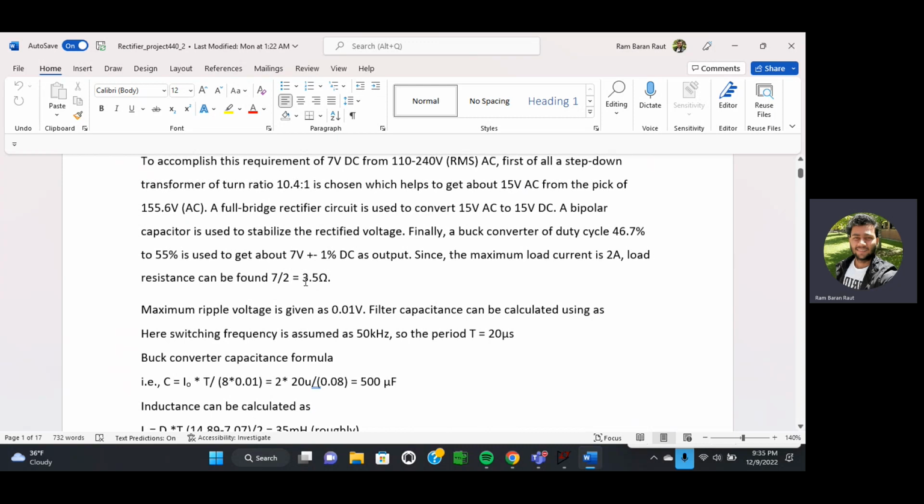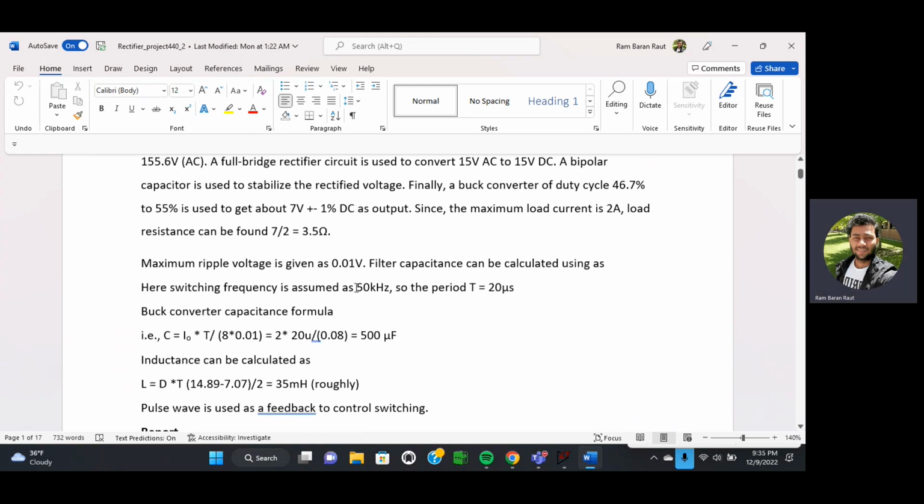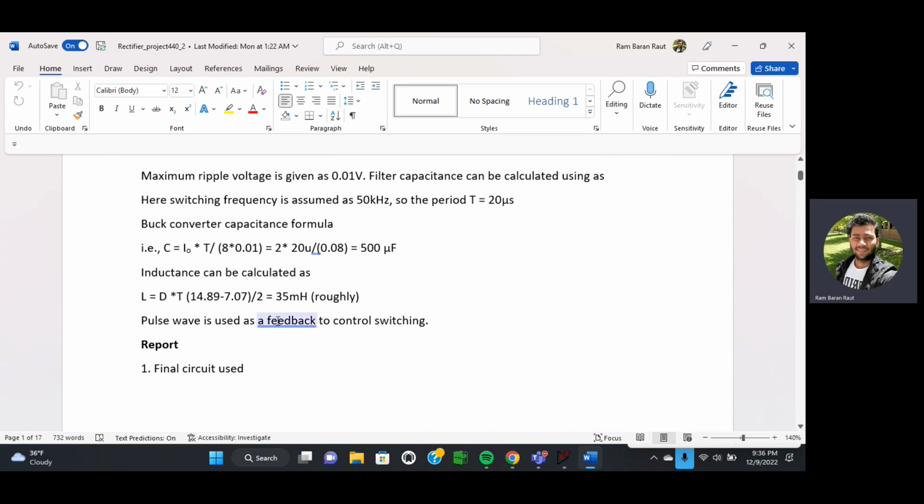Since the load current is 2 ampere and the output voltage is 7, we can calculate the load resistance, which is 3.5 ohms. The design requirement is maximum ripple voltage 0.01 volt, and the filter capacitance can be calculated using this formula, which gives 500 microfarad. Inductance can be calculated with this formula, which is D into T, where D is the duty cycle, with the input and output of the buck converter, and 2 is just dividing by 2, for the current. The current is 2 ampere, so we're getting like 35 milliamp.